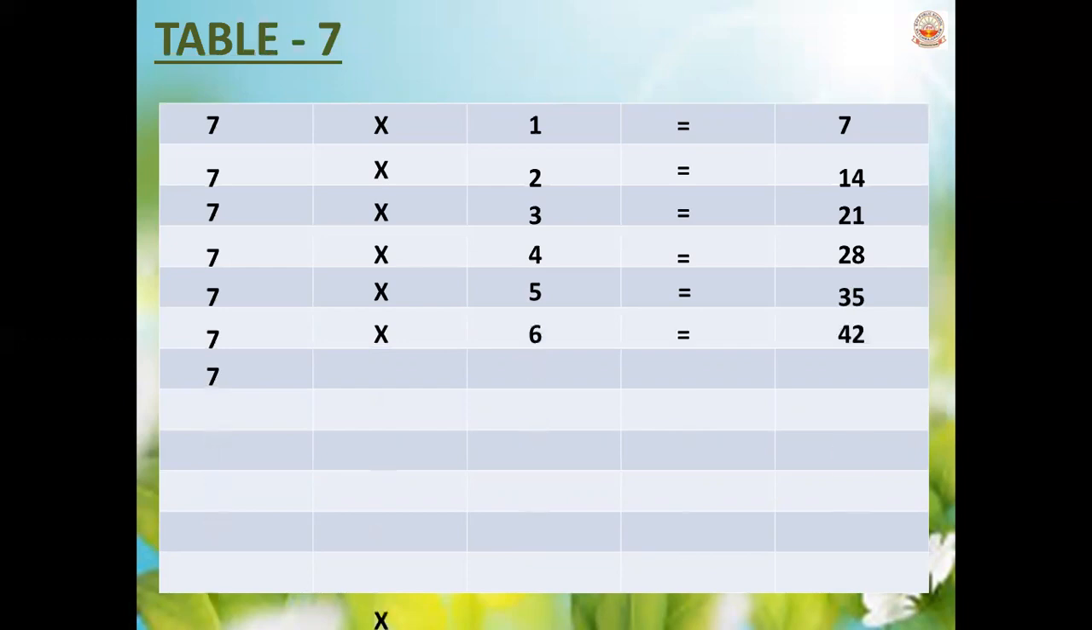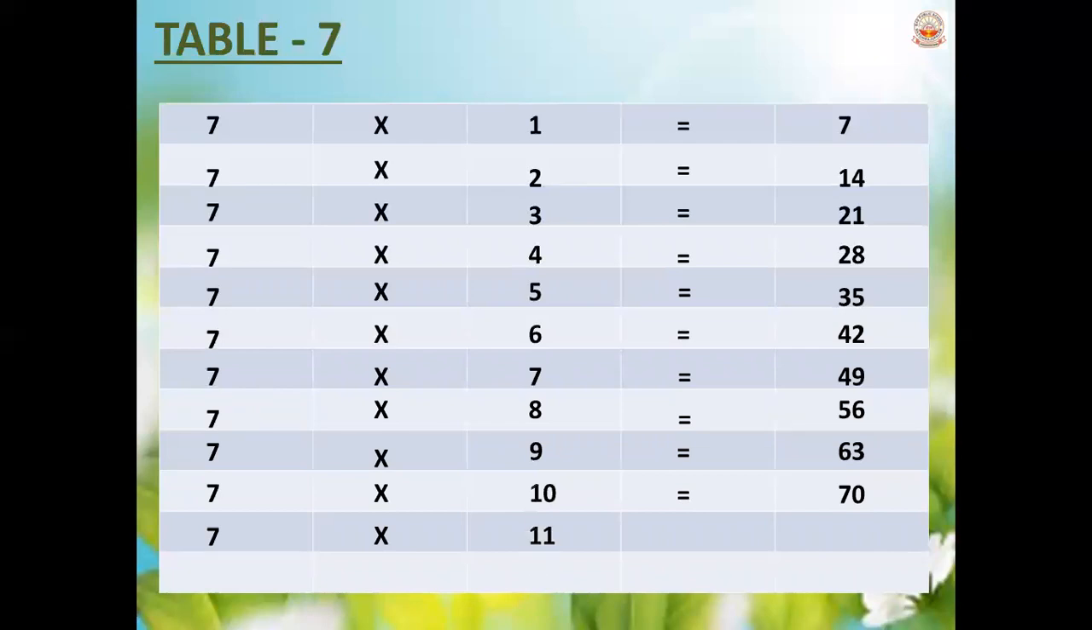7 7s are 49. 7 8s are 56. 7 9s are 63. 7 10s are 70. 7 11s are 77. 7 12s are 84. This is table 7, children.